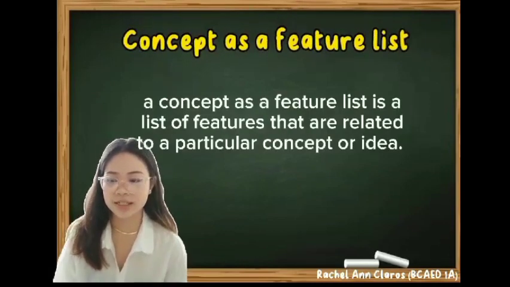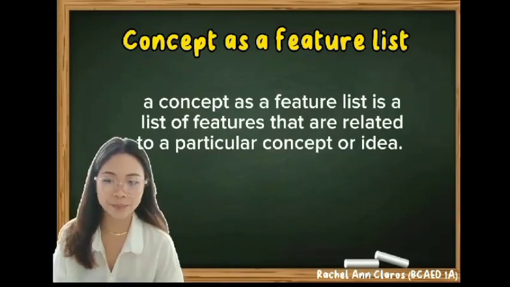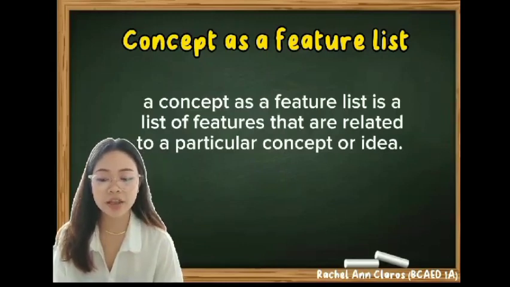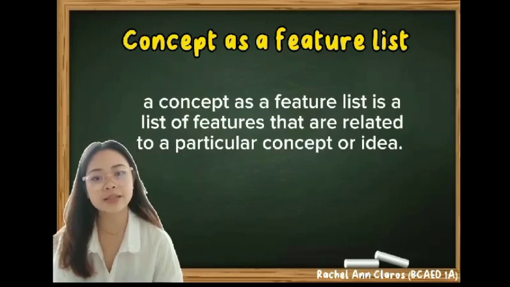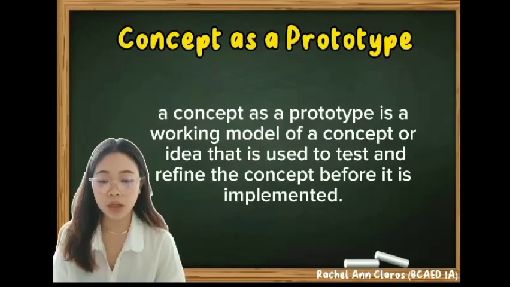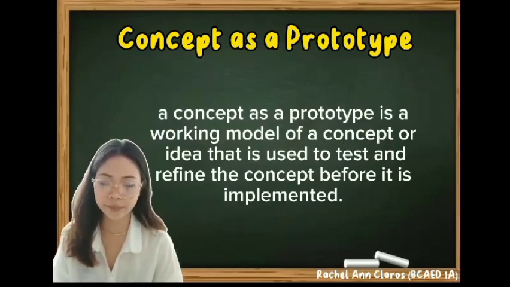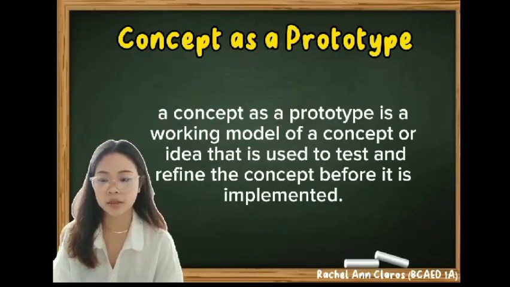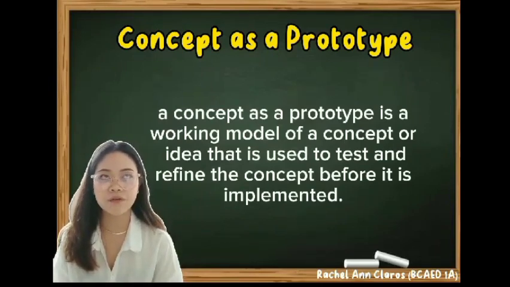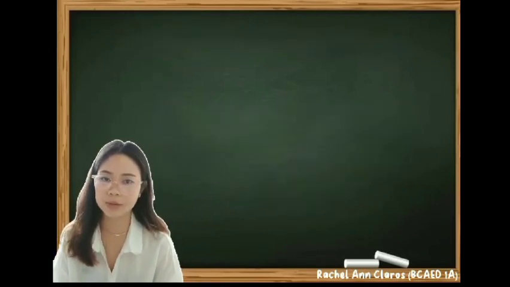Concept as a feature list. A concept as a feature list is a list of features that are related to a particular concept or idea. It is used to help define the scope of a project or to provide a better understanding of a concept. Concept as a prototype. A concept as a prototype is a working model of a concept or idea that is used to test and refine the concept before it is implemented. It is used to help visualize the concept and to identify any potential issues or problems.